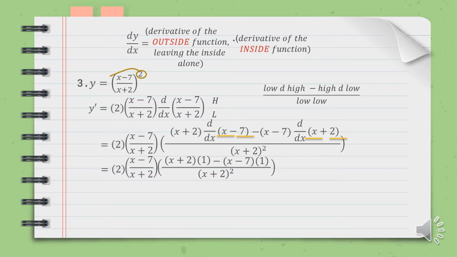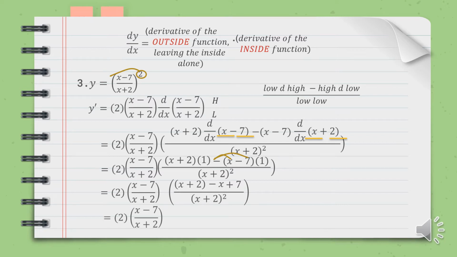Okay, next, simplify natin yan by distributing 1 tsaka yung negative 1. So, it will be, copy muna natin 2 multiply to x minus 7 over x plus 2. Then, distribute natin si 1. It will be x plus 2 na lang nung dinistribute si 1. And distribute natin si negative 1. It will be negative times x is negative x. Negative times negative 7 is positive 7. All over the square of x plus 2.